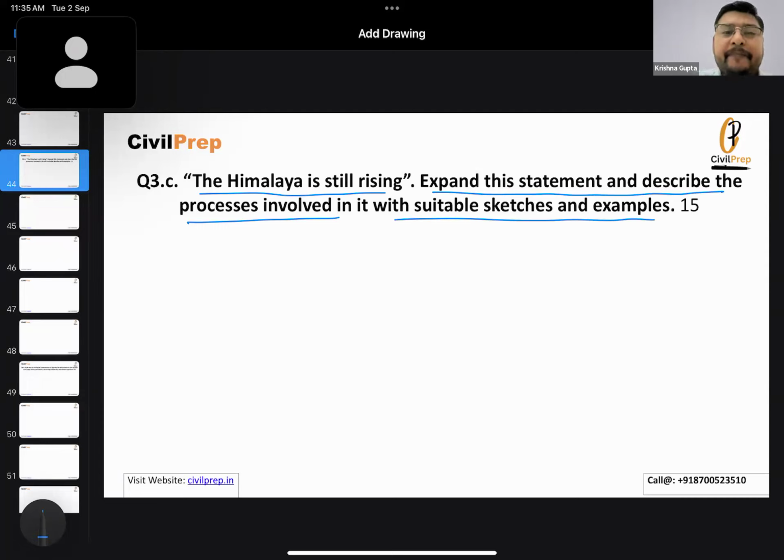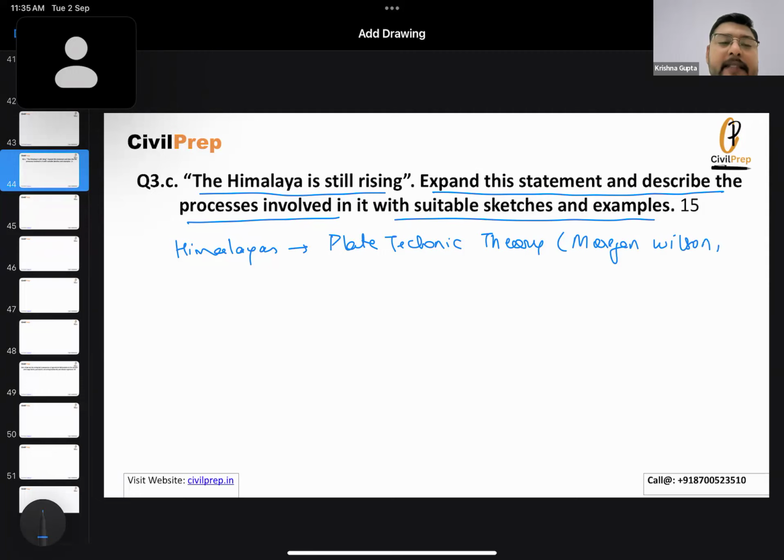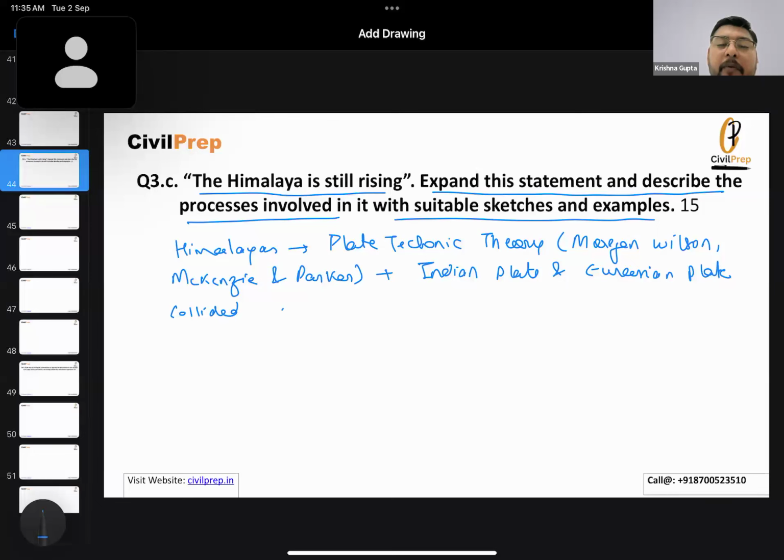Now, when we look at this aspect, the formation of the Himalayas, it is very well explained by the plate tectonic theory. This theory was given by Morgan, Wilson, McKenzie, and Parker, where we see that the Indian plate and the Eurasian plate collided around 35 to 40 million years ago.